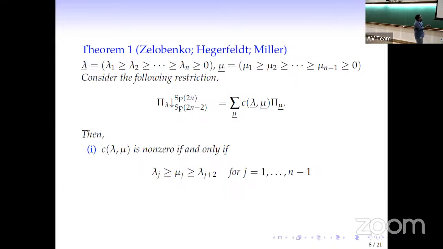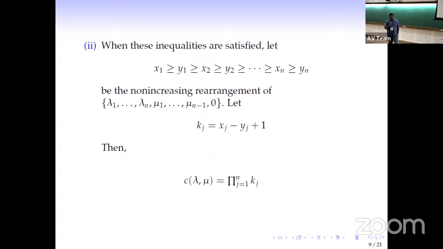So it's enough to know what the mu i's are, and these mu i's are governed by this equation, where j goes from 1 to n minus 1. So these mu i's are governed by these inequalities, and from there you will know which mu i appears.